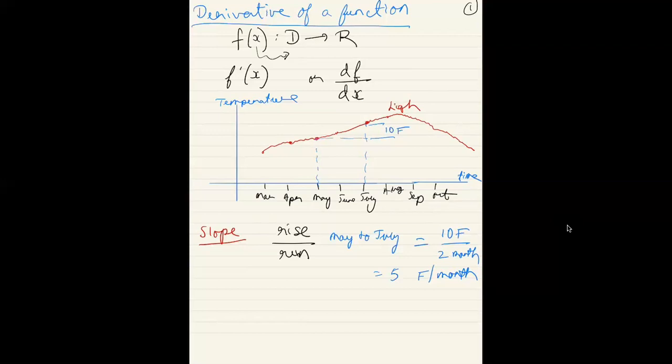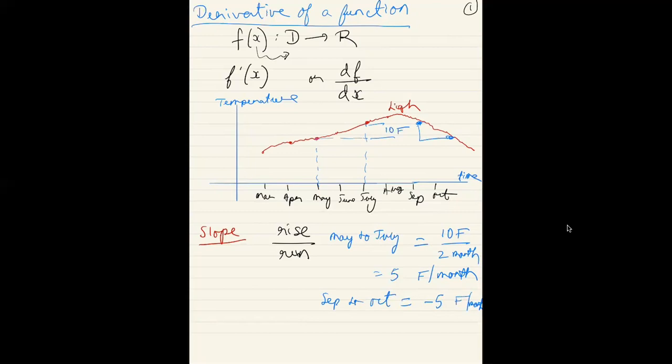And you can define such a slope for any generic function. If you went instead and looked at the slope from September to October, the same slope will be negative because the temperature is on average decreasing. So from September to October, this slope will be approximately -5 Fahrenheit per month. And that tells you that the function is on average decreasing.